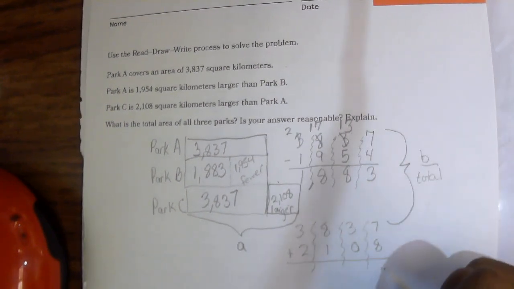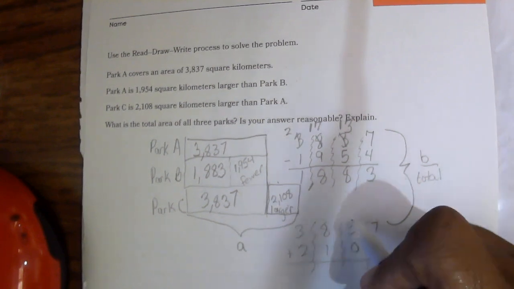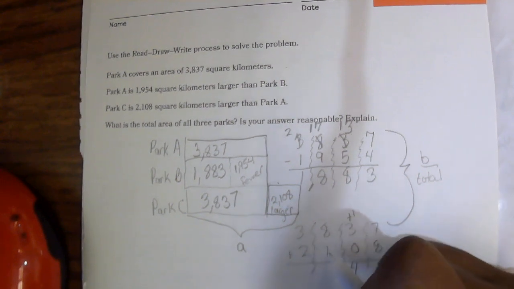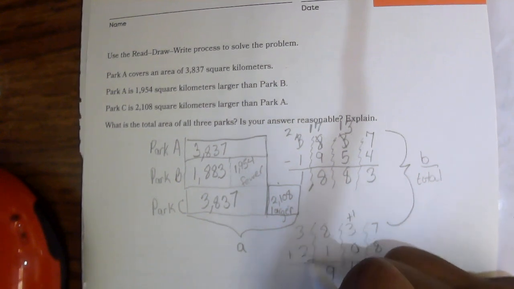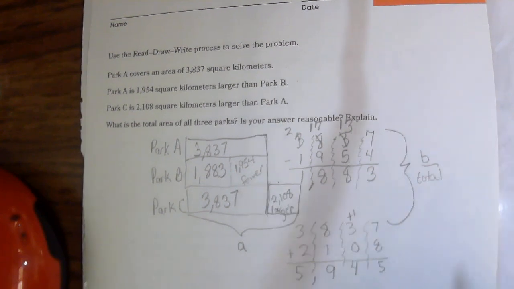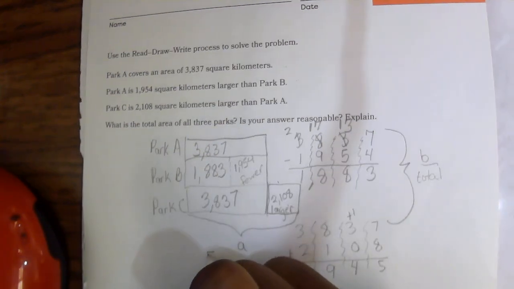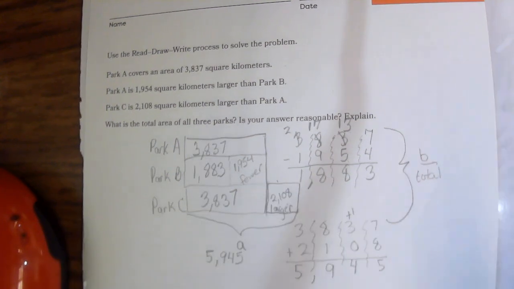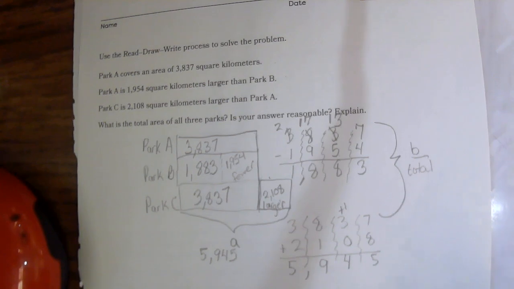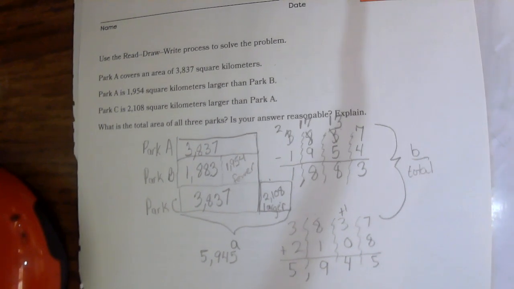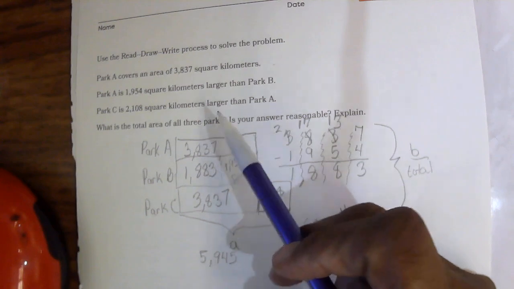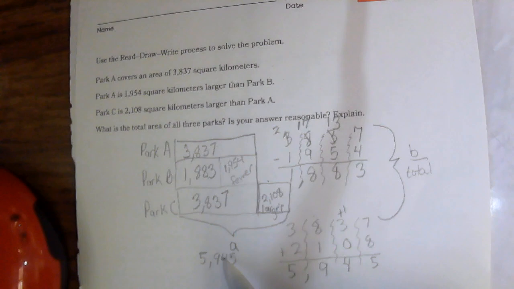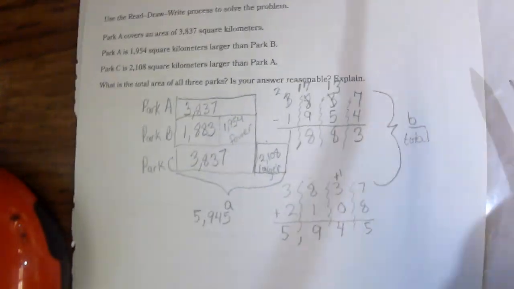Okay? 8 plus 7 is 15, plus 1. 3 plus 1 is 4. 8 plus 1 is 9. 3 plus 2 is 5. So Park C is 5,945 kilometers. Okay, we're still not done because we have to find the total. Okay, so that means we have the total for Park A, we have the total for Park B, and now we have the total for Park C. So let's add all those up.